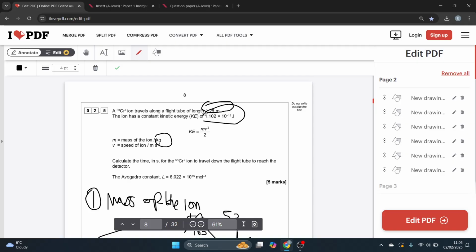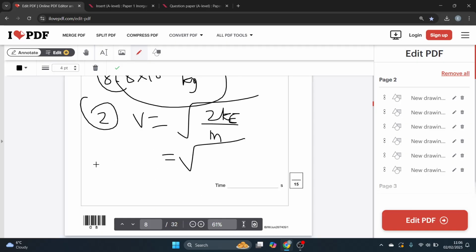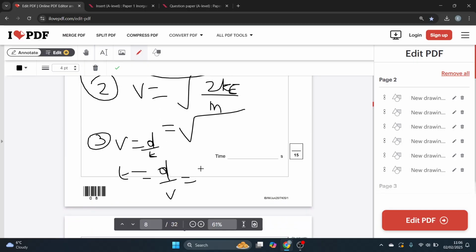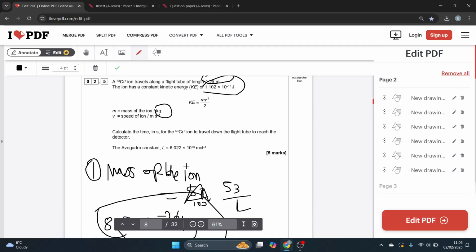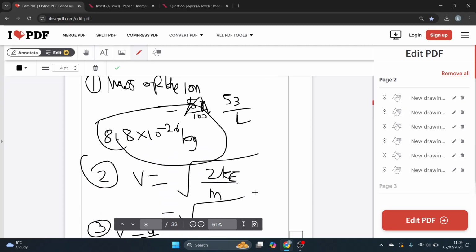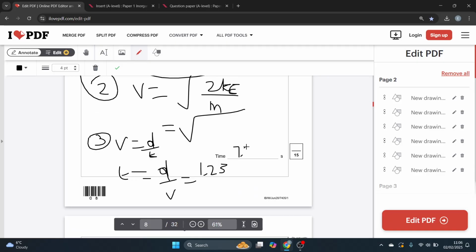And then what I need to do now is, I know velocity is distance divided by time. Show the examiner of me rearranging it. So therefore time is distance divided by velocity, and distance is 1.25, so it's just going to be 1.25 divided by my answer, which is 7.90 times 10 to the power minus 7.